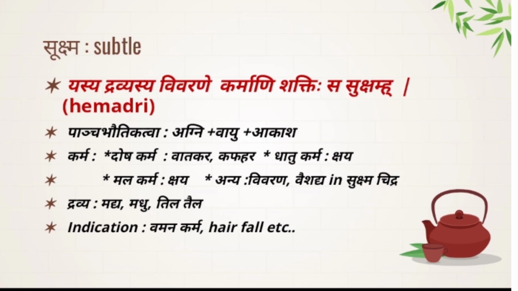Next is sukshma, that is nothing but a subtle or a minute. What is the definition? Yasya dravyasya vivarane karmani shaktihi sa sukshmaha, the property which is subtle and has the capacity to penetrate even through the minutest channels of our body. And what is the panchabhautikatva? Agni, Vayu, Akasha Mahabhuta. Mainly Akasha Mahabhuta because of this sukshmatva. Karma is nothing but the dosha karma, vatakara, kaphahara, dhatu karma is dhatu kshayakaraka, mala karma is mala kshayakaraka, anya karma is vivarana, that is spreading, vaishadhya is sukshma chidra, it will spread even in the minute channels of the body.